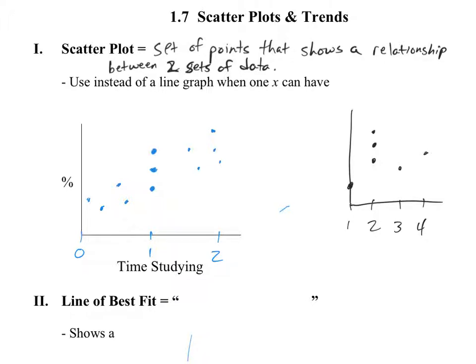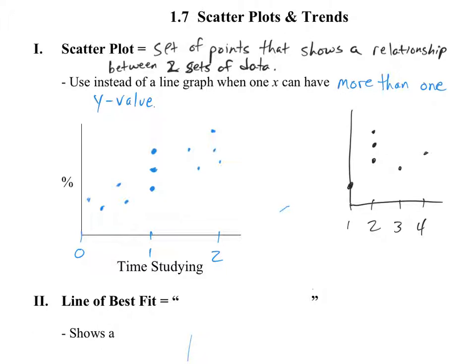So use this. I'm jumping up here to my second little bullet point under scatter plot. So you use a scatter plot instead of a line graph when one x can have more than one y value.